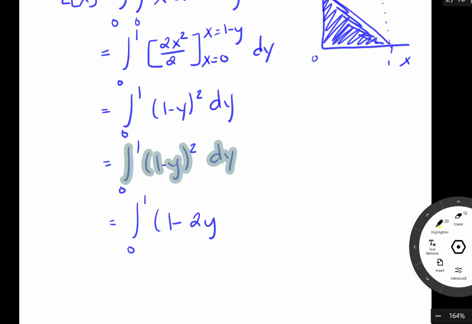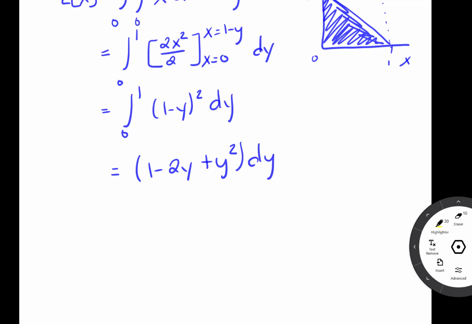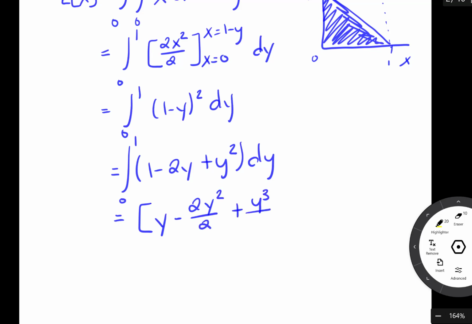Oh, sorry, I just realized I wrote that step twice. I didn't mean to do that. Erase that. So again, doing that integration. And we find the expected value of x is equal to 1/3.